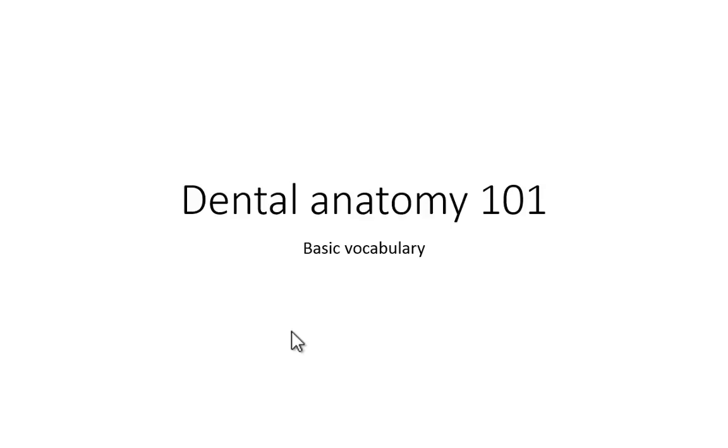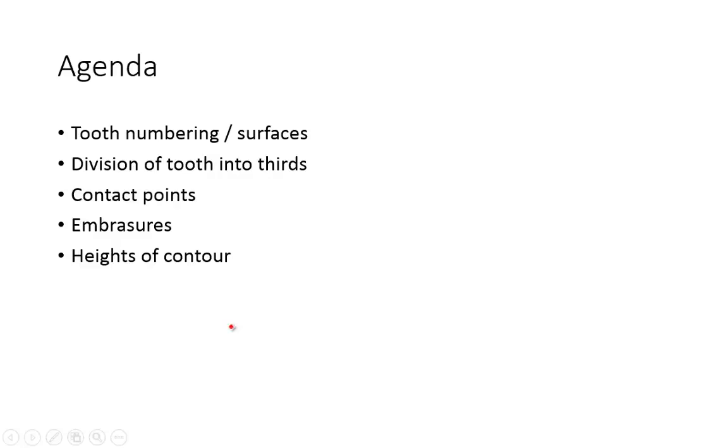Hello, today we're going to be talking about basic vocabulary that we use to describe dental anatomy. That way, next time when we talk about individual teeth, we know what words or terms to use to describe the teeth. And so today we're going to go over very quickly tooth numbering and surfaces. Then we're going to divide teeth into thirds, and with those thirds, we're going to be able to describe contact points, embrasures, and heights of contours.